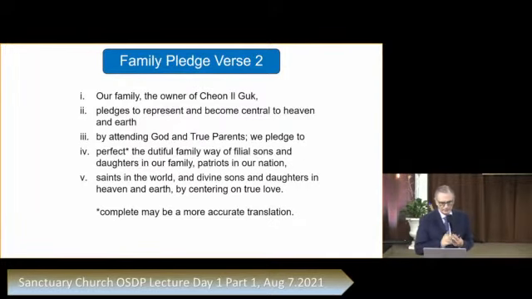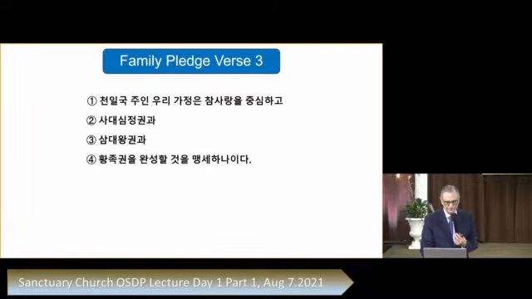All right, and this is the actual English translation that I think that we are using. Okay, and then number 3, again, I think we'll have the English on the next one. Here again, 천유국 주인 우리 가정은 참 사랑 중심하고. Same first line. 천유국 owner, our family, true love, centering on. So centering on true love, okay?